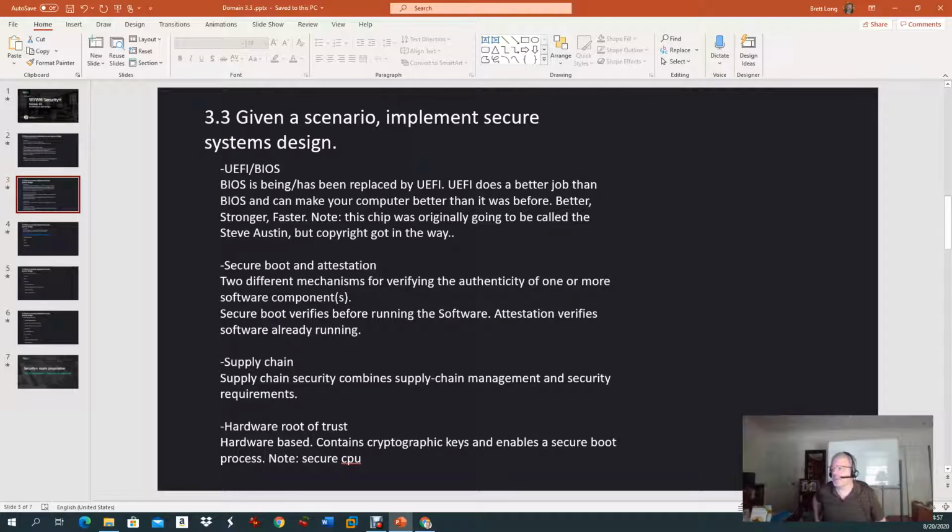Given a scenario, implement secure systems design. So UEFI, BIOS came first. UEFI is replacing BIOS. UEFI, Unified Extensible Firmware Interface. A specification for a software program that connects a computer's firmware to its operating system.